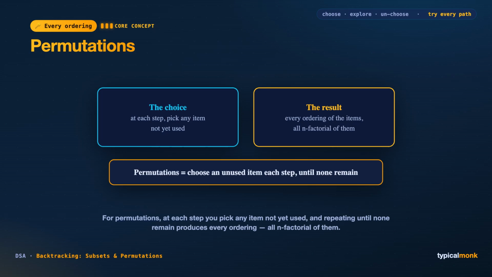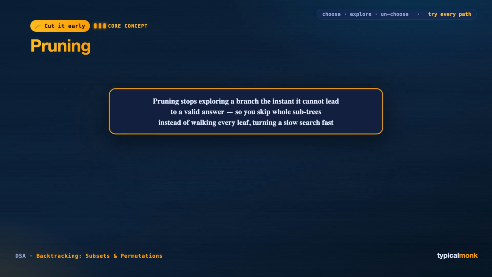So the takeaway: to generate all permutations, at each step you pick any item not yet used, mark it used while you explore, then unchoose it. The tree branches n, then n-1, and so on, producing every ordering, all n factorial of them.